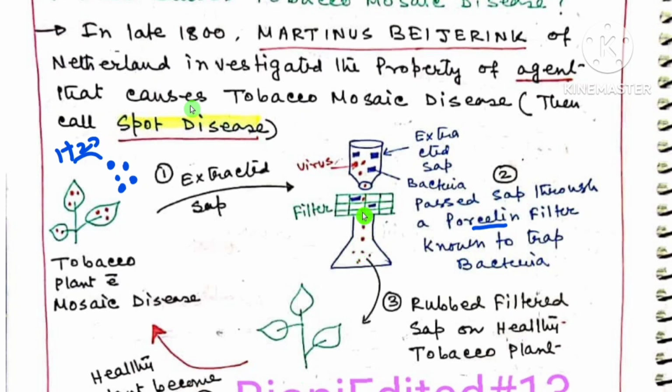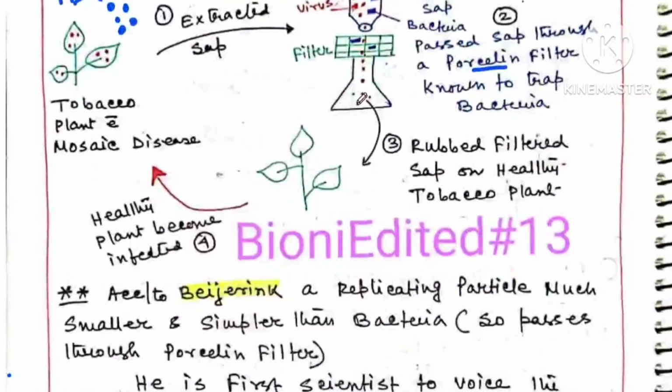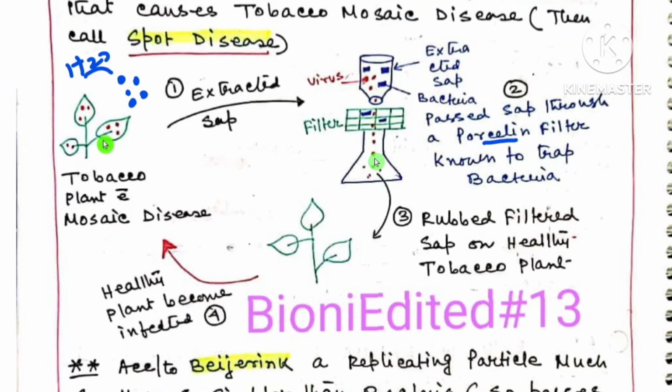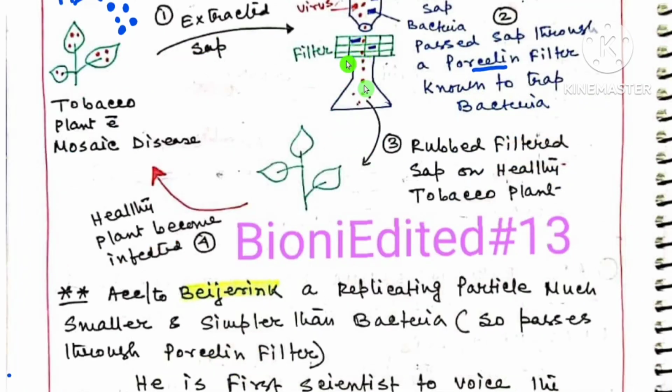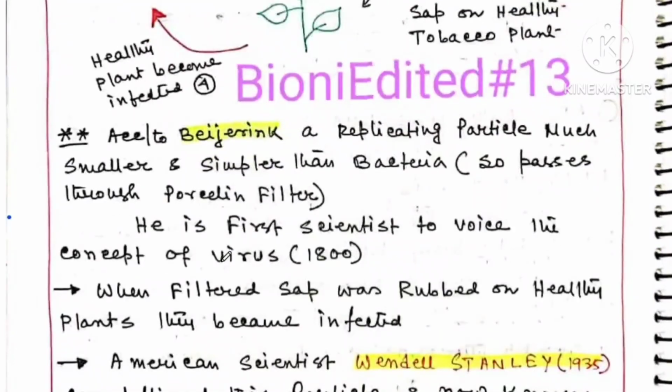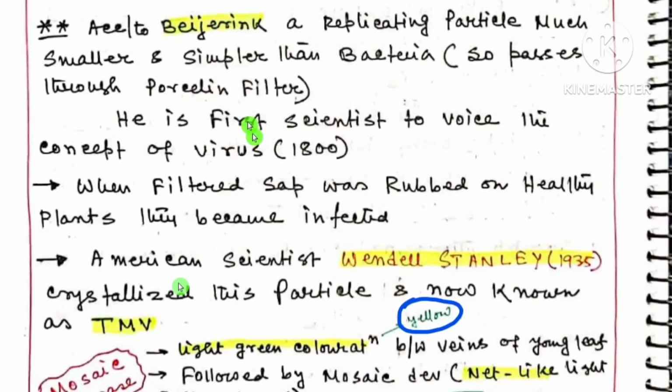When this material, the smallest and tiniest material that was separated, is rubbed onto a healthy plant, the healthy plant becomes affected. It is clear that these viruses are much smaller than bacteria. According to Beijerinck, a replicating particle much smaller and simpler than bacteria passes through the bacterial porcelain filter, and he is the first scientist to voice the concept of virus. So when the filtered sap was rubbed on healthy plants, they became infected.